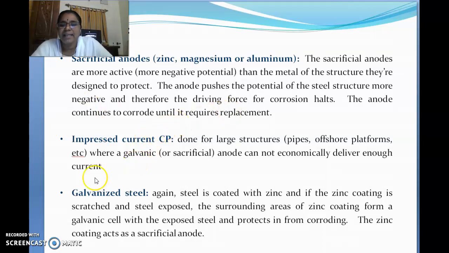The second category is impressed current. CP means cathodic protection. This is usually done for large structures like pipes. If you see the oil and natural gas pipelines, like ONGC and GAIL, they connect from one state to another state. It means they will have large structures and underground cables. All these things will be protected by using impressed current cathodic protection.